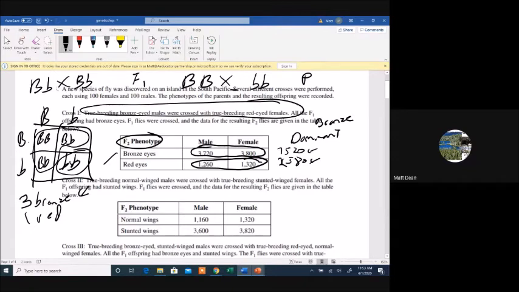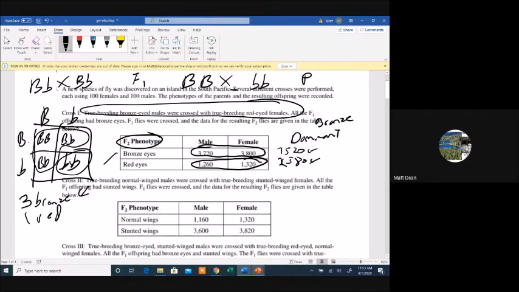So if I were answering this question about part 1, my conclusion would be that bronze eyes are autosomal dominant. Red eyes are autosomal recessive. And the way that I'm going to back that up with my data is I'm first of all going to say all of the F1 offspring, regardless of gender, were bronze. That tells me the trait of bronze is probably dominant.